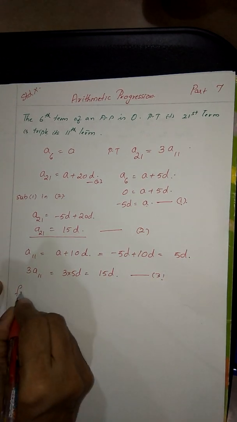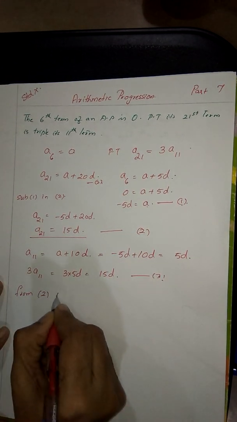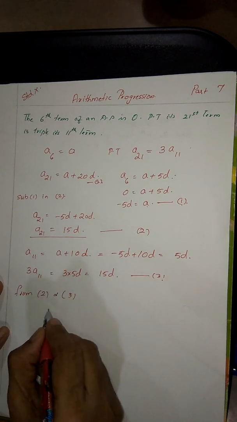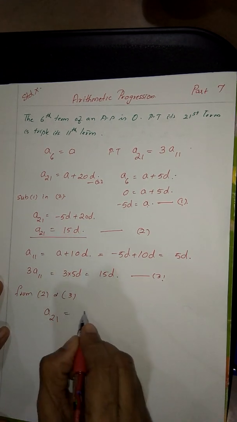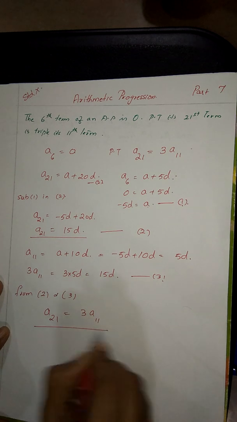So from 2 and 3, you can say A21 is equal to thrice of A11.